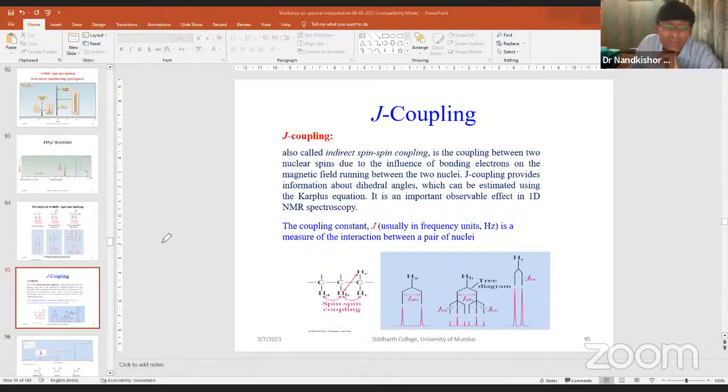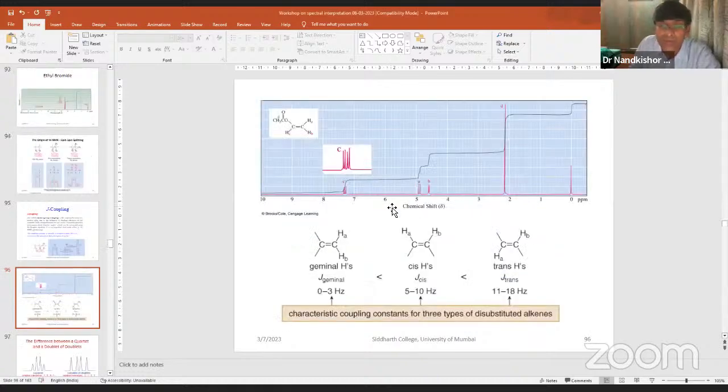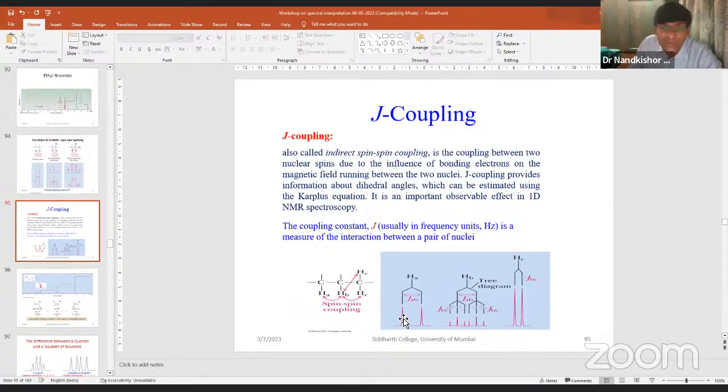Now, when we have a peak, take the example, I will show you the spectrum. Just a minute. Now, this is the original spectrum. The original scale is hertz, like 100, 200, 300, and 400. Now, if you see the split peak like A, the distance between the split peaks is nothing but the J. Now, I will show you here. This is a doublet.